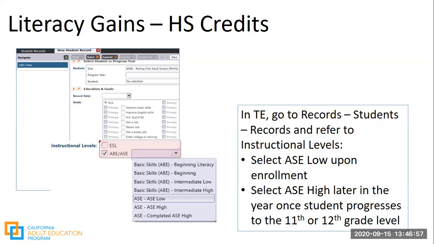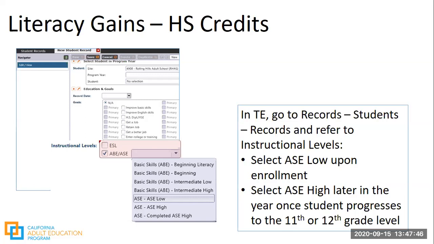So what you're doing is you're marking ASE low upon student enrollment. And then sometime later in the year, you select ASE high whenever that student makes enough gain through credits to be at either the 11th or 12th grade level. So I'll bird walk a little bit just because the question always comes up. A common number I hear from a lot of you is 180. That is a pretty common number of credits that a district in California requires for a student to graduate. So if you require 180 credits to graduate, then I would say 90 is your magic number because that's just the halfway point. If they're below 90, they're at the 9th or 10th grade level. If they're above 90, they're at their 11th or 12th grade level.